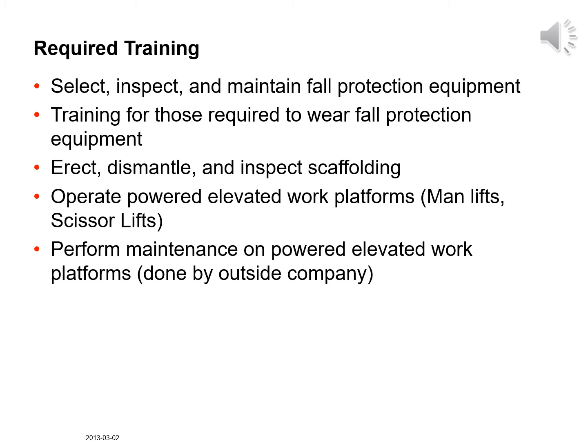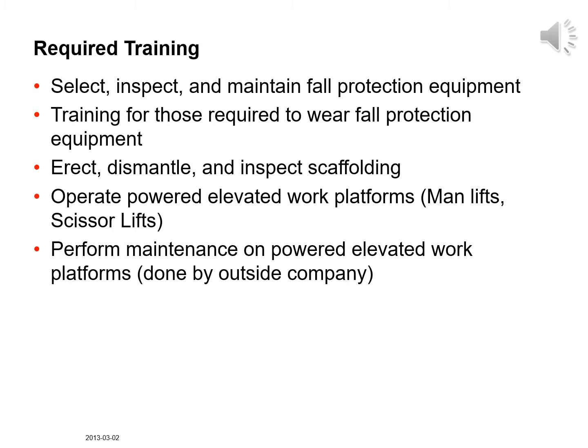As part of the fatality prevention element, we are required to give training over certain topics. This includes induction training at new hire orientation, on-the-job training, annual refresher training, and other toolbox talk type programs. We must ensure that employees know how to select, inspect, and maintain all fall protection equipment. Those employees that wear fall protection equipment, like harnesses and lanyards, must receive training on how to properly wear the equipment.